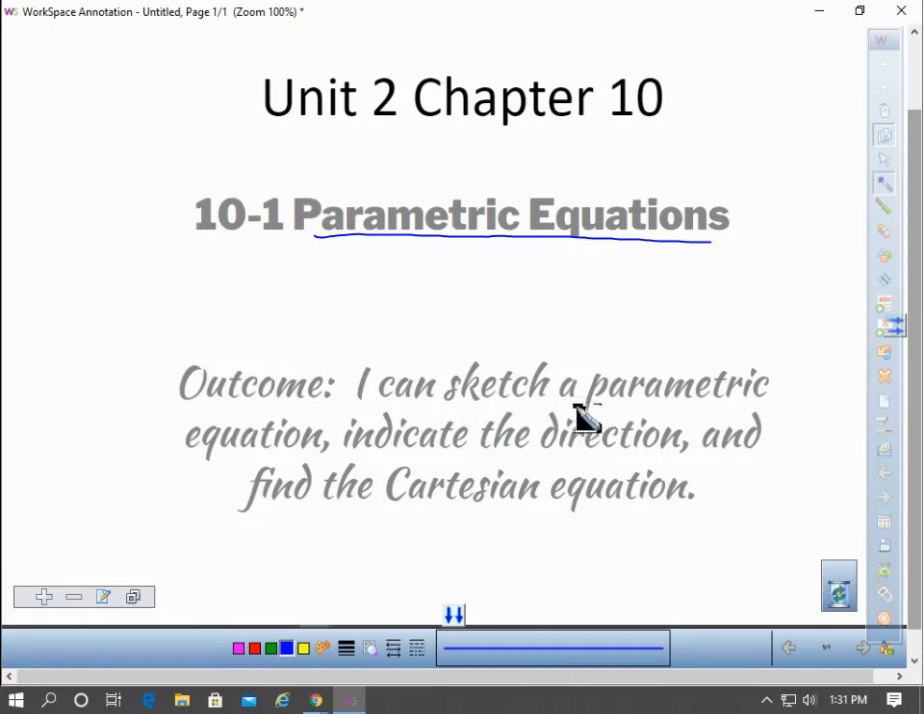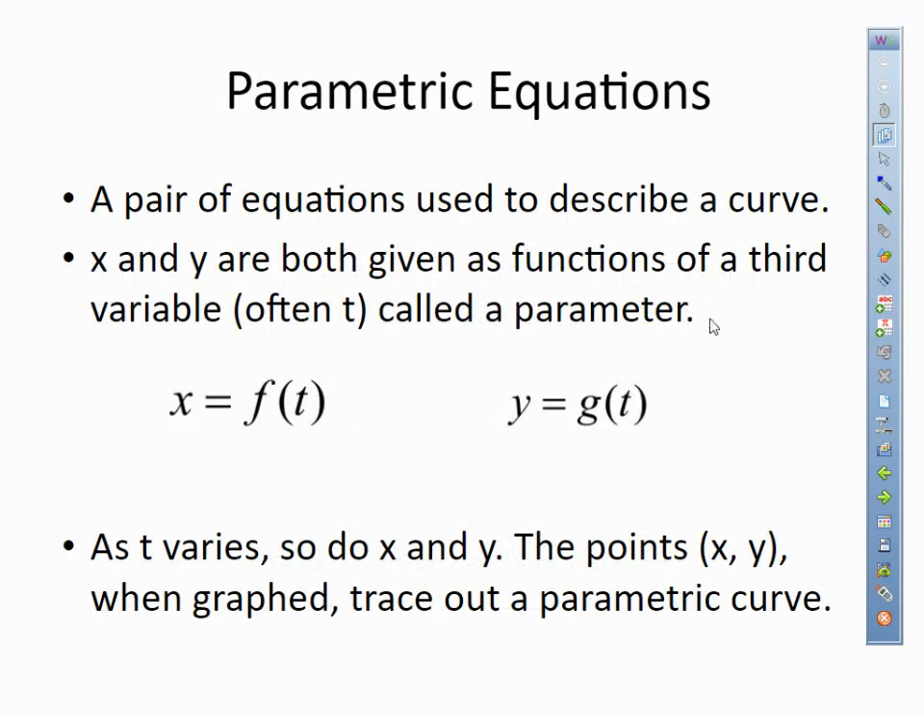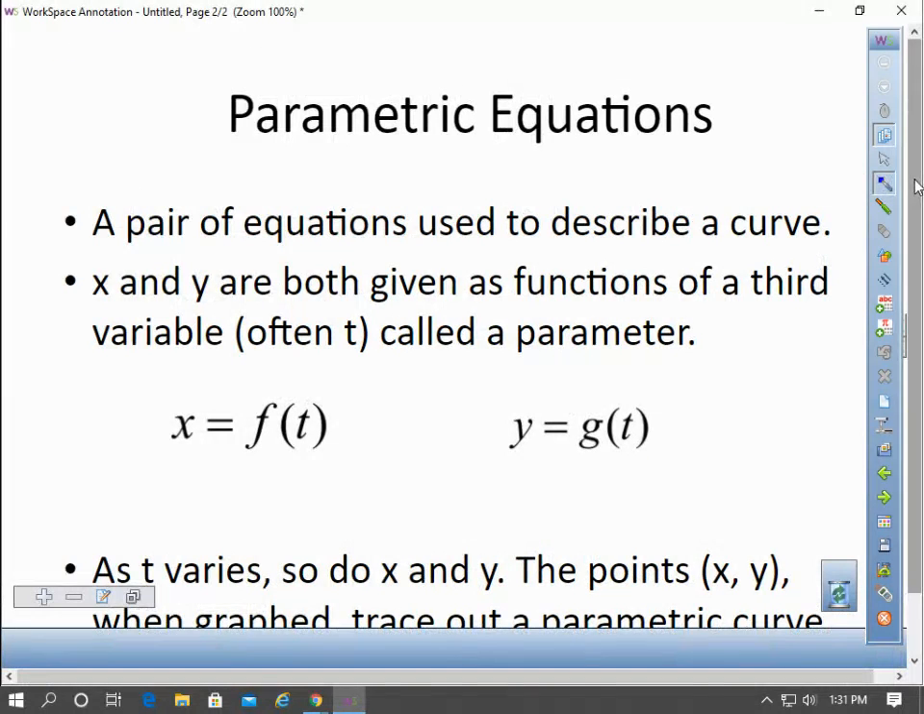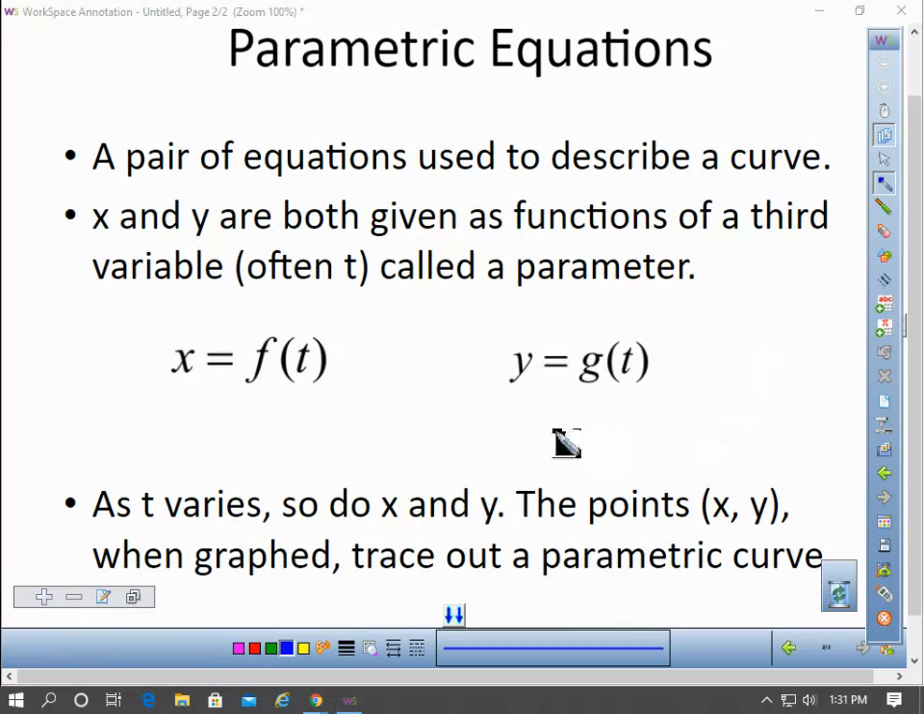So our outcome is I can sketch a parametric equation, indicate the direction, and find the Cartesian equation. So this is what are parametric equations. All right. So the basic definition of what parametric equations are, they are a pair of equations used to describe a curve. So we've got an x equation and we have a y equation, and they're both given as functions of a third variable. We often use a t, don't have to be a t, but we often use a t, and that's called a parameter, which is why it's called parametric equations.